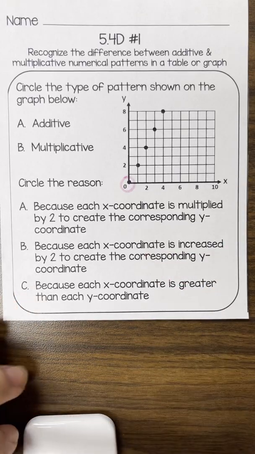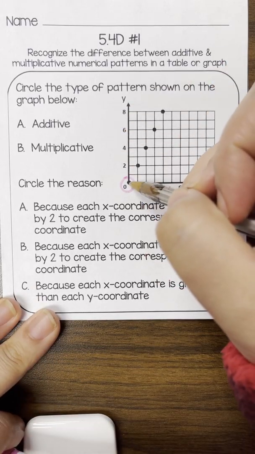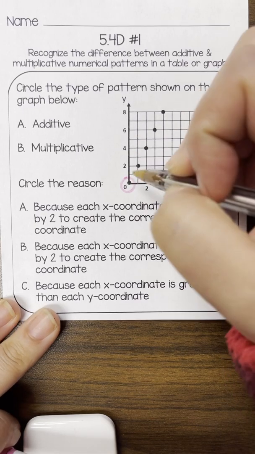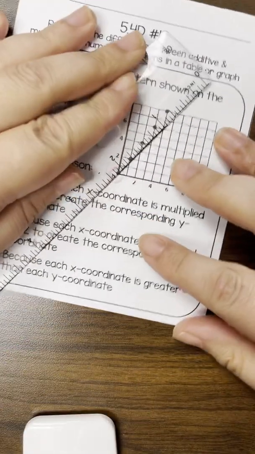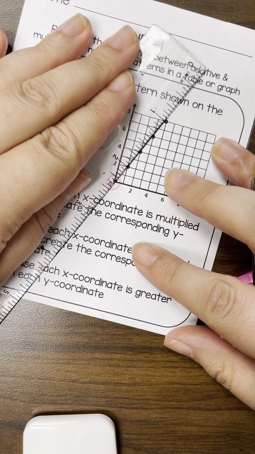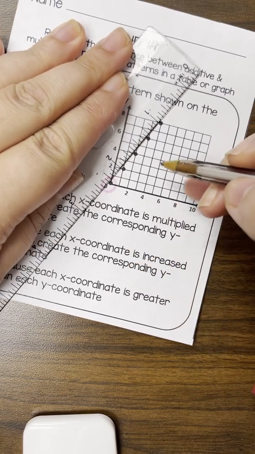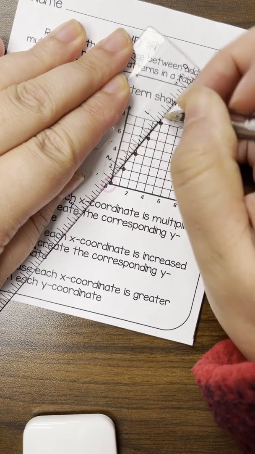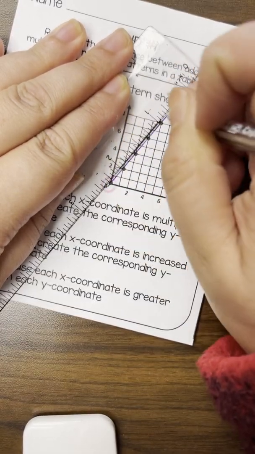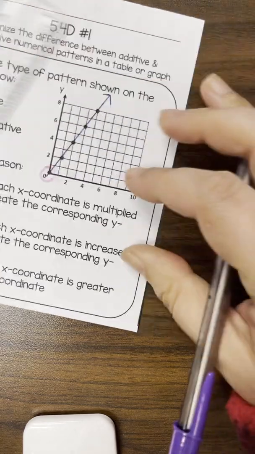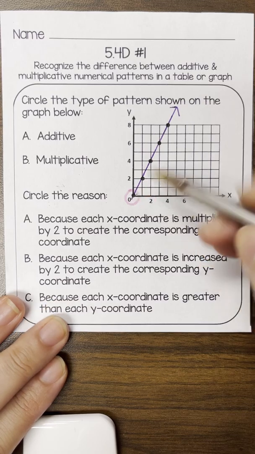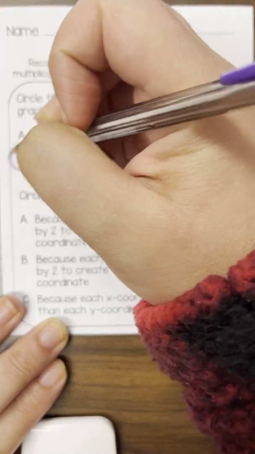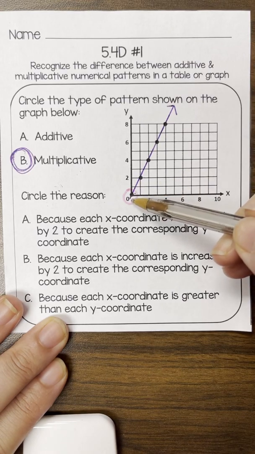Now, if your graph starts at the origin like this one does, and if you notice, I'm able to create a line going through the origin like so. So I was able to create my line going through the origin, then that means that it's multiplicative, okay? Because when I multiply anything times 0, then I always get 0, okay?